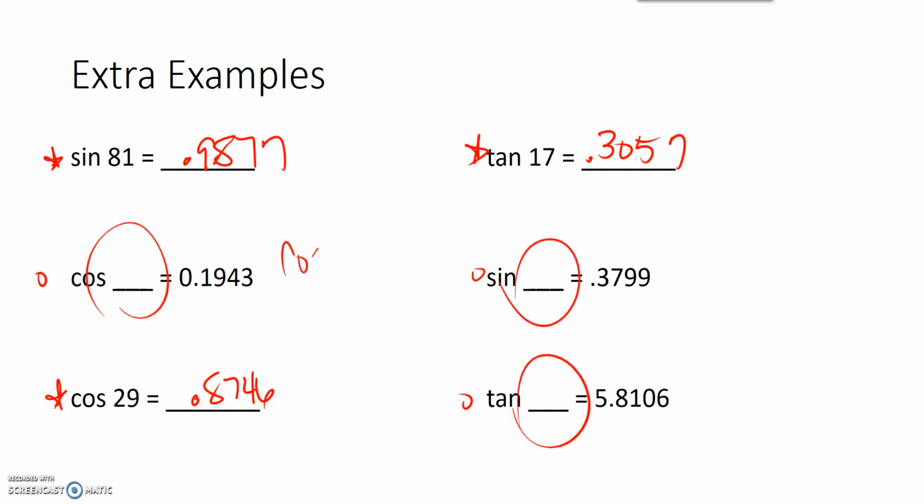Now these I have to use inverses on because I'm looking for that angle. So I'm going to do cosine with the -1 of 0.1943. I'm going to round to the whole number, which is 79. Next one, inverse sine, 0.3799, and I get 22. And the last one here, inverse tangent, because again I'm looking for that angle, of 5.8106, and I get 80. So there's your extra examples. Hopefully you got them all right.